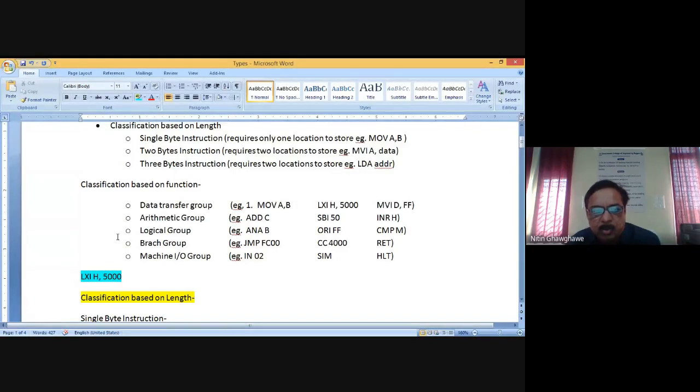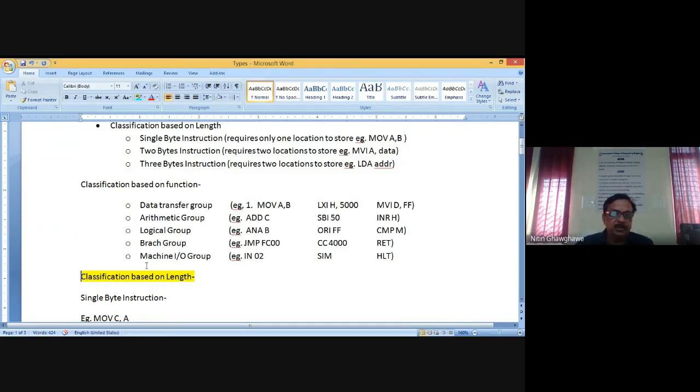Number 2 is the group that this instruction belongs to. Out of these 5 groups, this instruction belongs to the data transfer group, because there is transfer of data. Okay, so in this way, every instruction will have 2 important features. Number 1, the size of that instruction. Another is the function of that instruction, what function is being performed by the instruction.